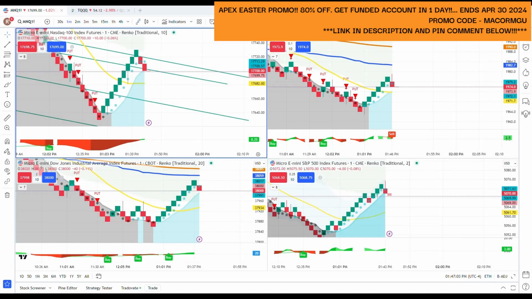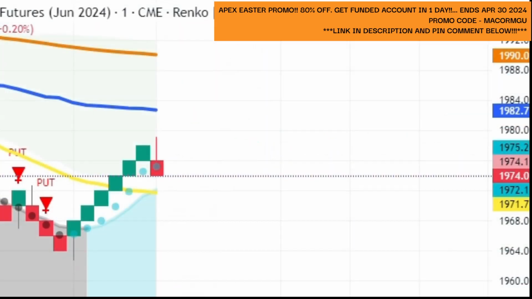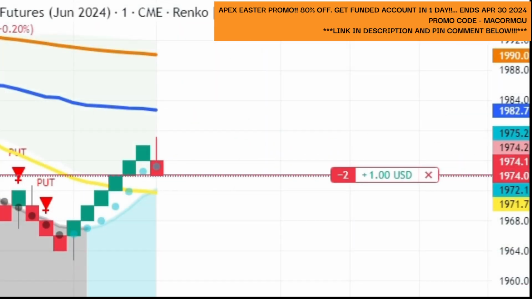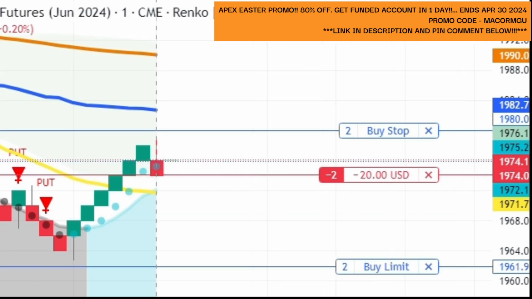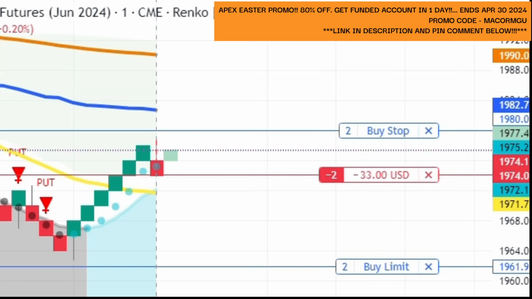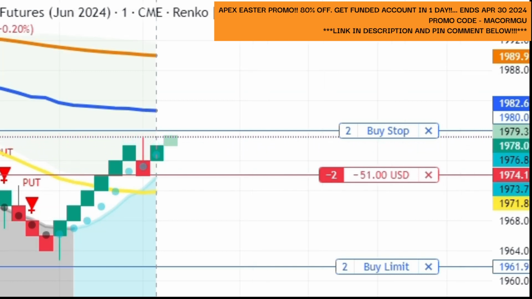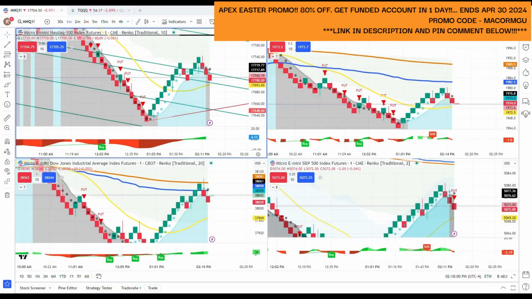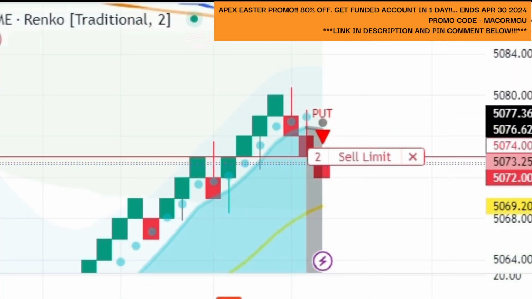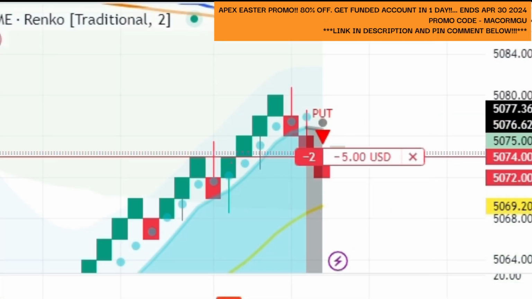And then I went in on Russell, and I did a short with my oscillator indicator, and it was a loss. And then I did it again, except this time with ES, and I went in on my Renko indicator, and this also ended up with a loss.